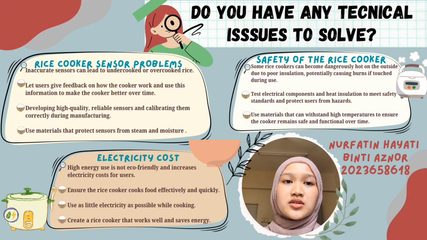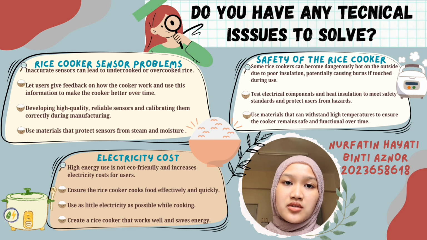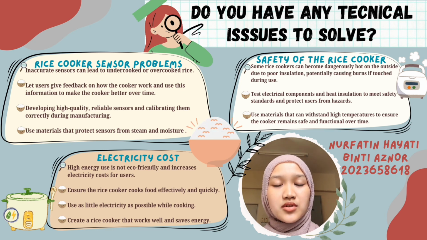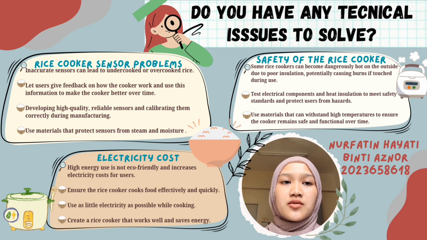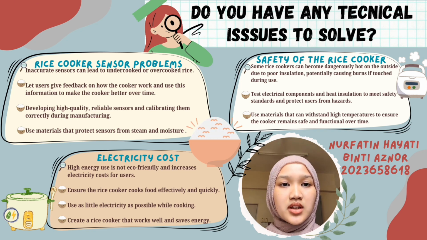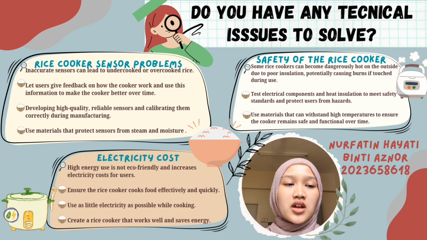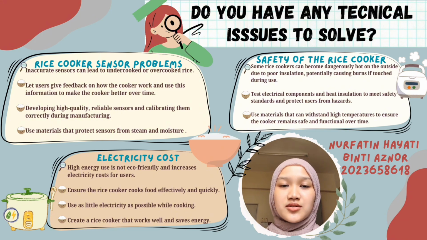High energy use is not eco-friendly and increases electricity cost for users. So, first thing first, we must ensure the rice cooker cooks food efficiently and quickly. The second one is to use as little electricity as possible while cooking. And the last one is to create a rice cooker that works well and saves energy. Thus, it will benefit the environment and also reduce the electricity cost.